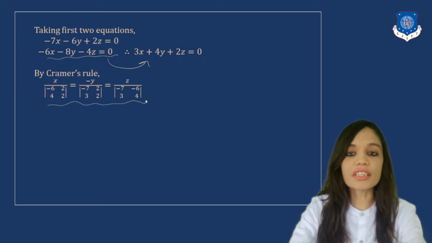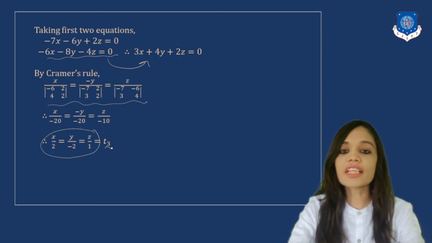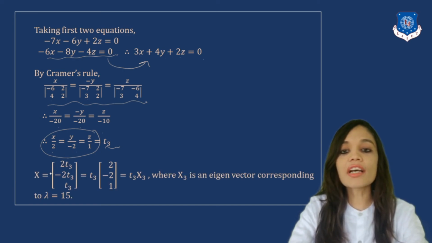Again solve these three determinants. So what you will get? x upon minus 20, minus y upon minus 20, and z upon minus 10. So now we will take out what common? Minus 10 common, right? So you will get 2, minus 2 and 1. Assume this as t3, right? So finally our x will be equal to 2t3, minus 2t3 and t3.